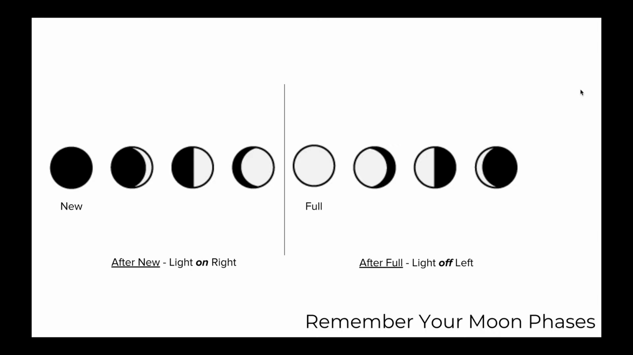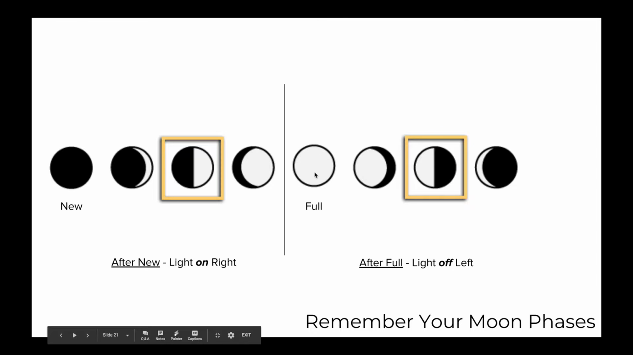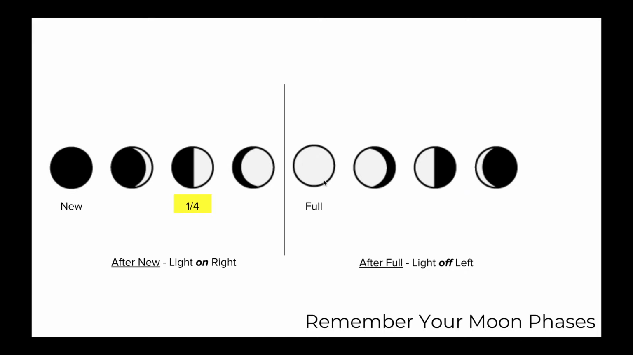Okay, so the first thing to remember about the names of the phases are the easiest ones. The new, which is completely dark with 0% light visible from Earth, and the full, which has 100% of the moon lit up and visible from Earth. The next ones that are easy to remember are the ones that have 50% or half of the moon lit up from the perspective of Earth. After the new moon, you have the first quarter moon. And after the full moon, you have the third quarter moon.